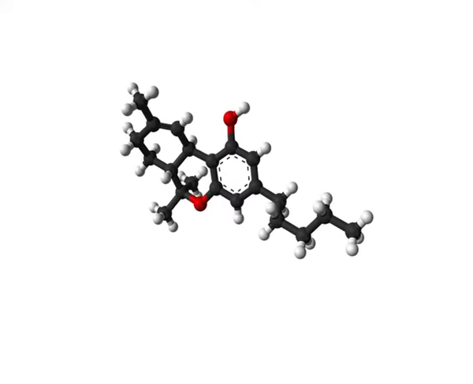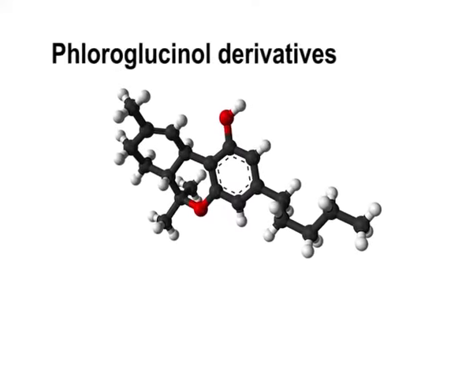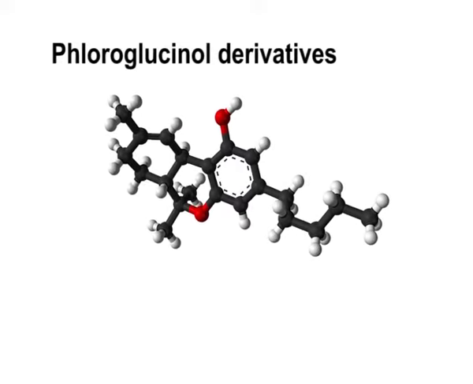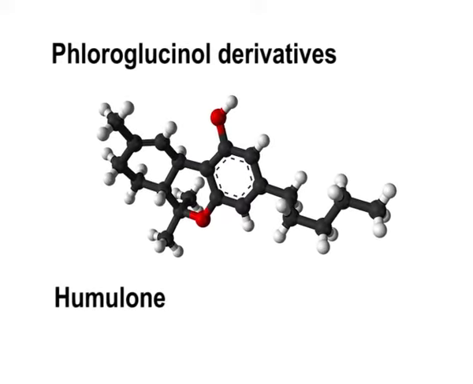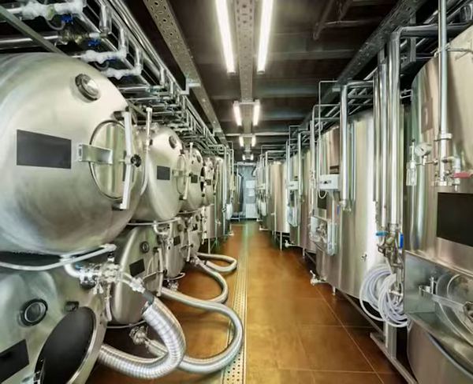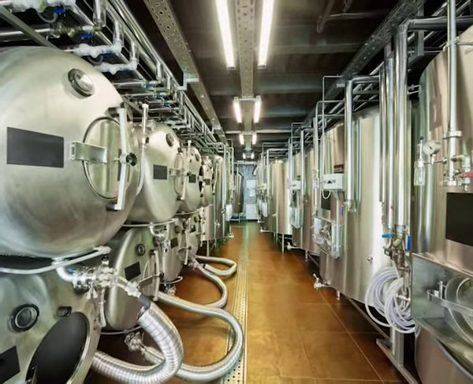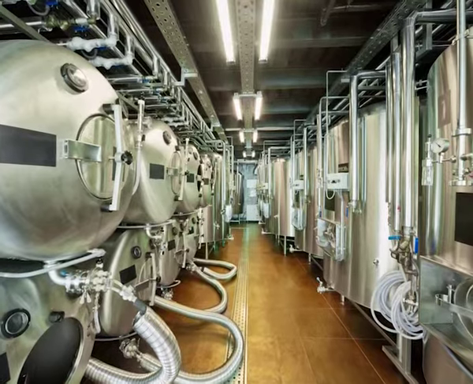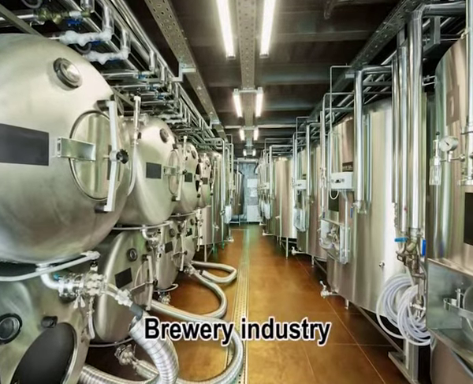Now, coming to the composition of the resinous fraction of hops, the resinous fraction of hops is a mixture of unstable phloroglucinol derivatives. They contain humulone and lupulone. They isomerize to produce compounds which possess bitter taste and bacteriostatic properties. Now, because of these properties, hops resin is used in the brewery industry.